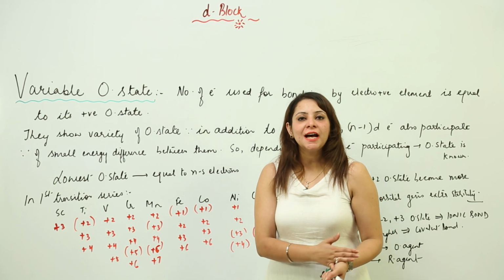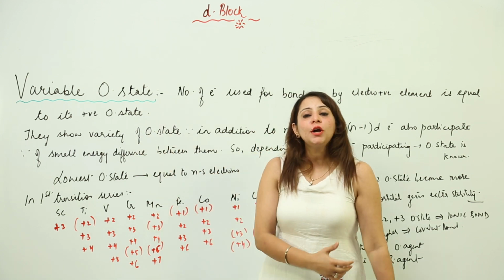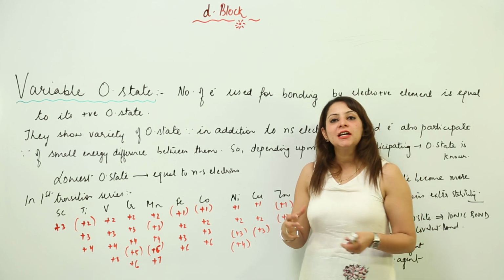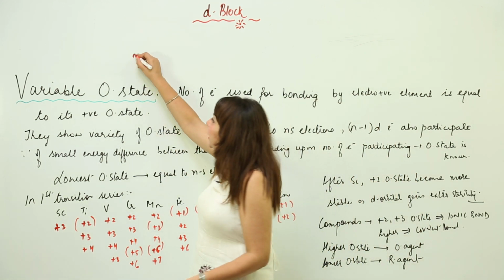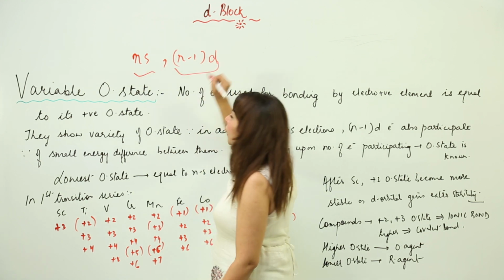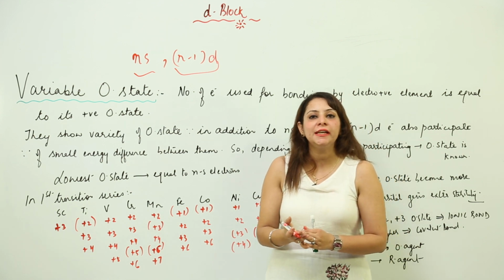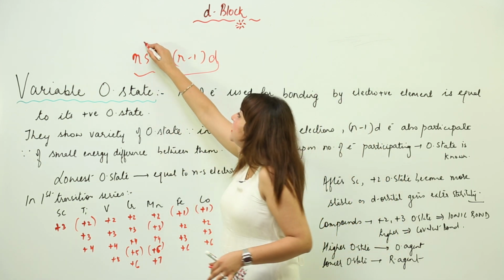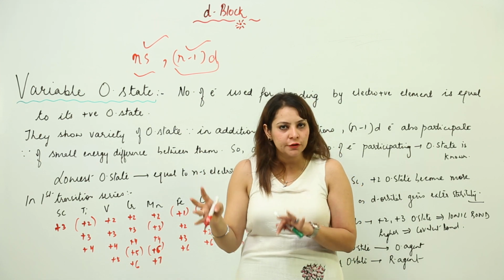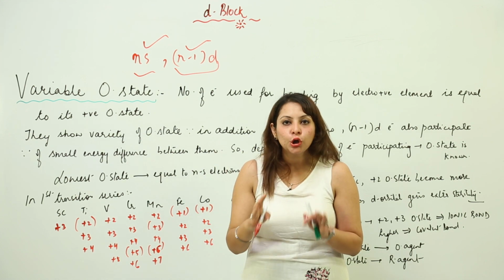So now we are going to start with an important property, that is the variable oxidation state. What we have seen in the d orbital is that in the transition series there is a continuous filling of an s orbital and the penultimate shell, that is the n-1d shell. And as we all know, when we talk about the transition series, there is hardly a difference between the s and this penultimate shell. The energy difference between them is not too much.